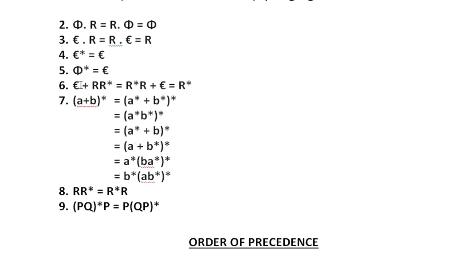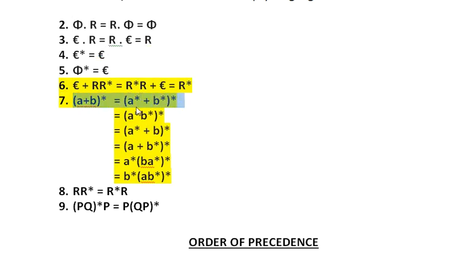Next, this is an important one which you'll be using. I am marking the ones which are very much important, which you will be using in your expressions as well. One is this: epsilon plus r star is equal to r star, and r plus epsilon is equal to always r star. In proving some of the regular expressions, you'll be requiring this kind of identity. This identity is also important in terms of solving regular expressions, where most of the time you'll be using this concept.